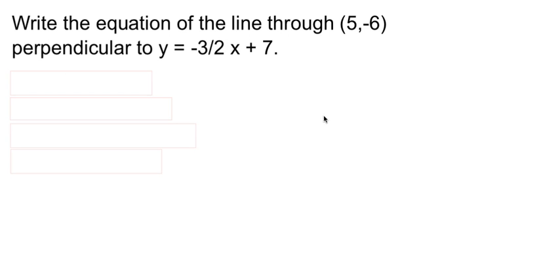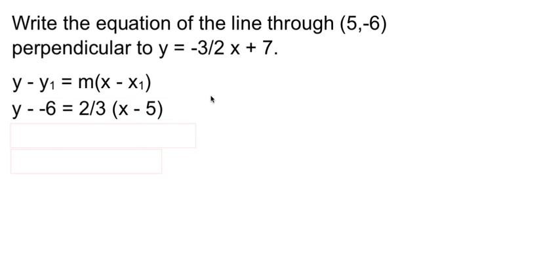Now let's consider the same idea, but let's go perpendicular to it. We said perpendicular means that the slopes are opposite reciprocals. The slope of this line is -3/2. And we want the opposite reciprocal. Well, that's going to make it positive, because the opposite of negative is positive. And then the reciprocal of 3/2 is 2/3. So my slope is 2/3, and my point is 5, -6.